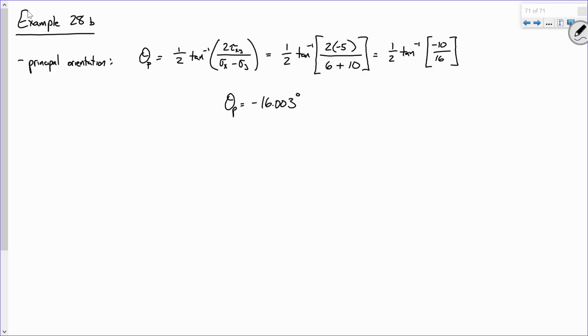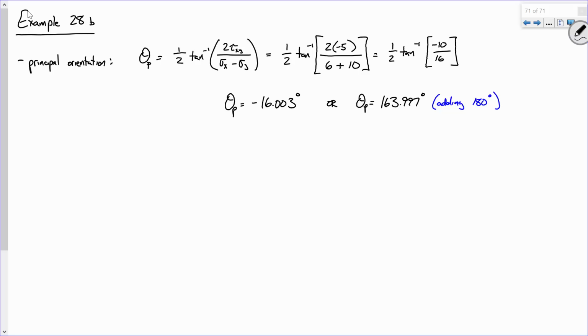All right. So you could say theta p equals 163.997, and that's just from adding 180. And you can add 360, you can change it either way, so whatever works. Again, we're dealing with 2 theta, so we only have to add the 180, not the 360. Okay, sound good? All right, let's knock out these principal stresses, and I think we can call them.